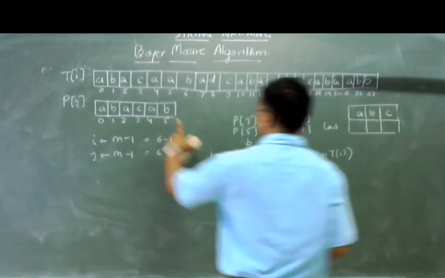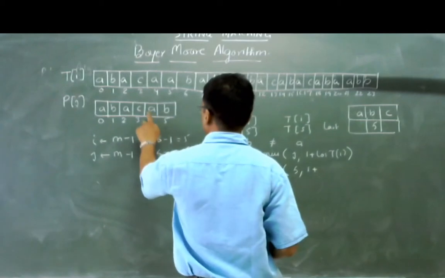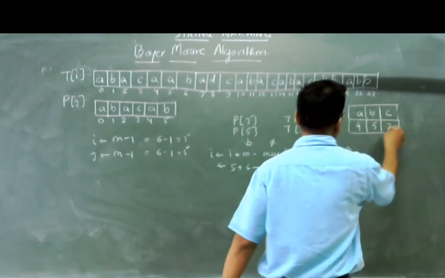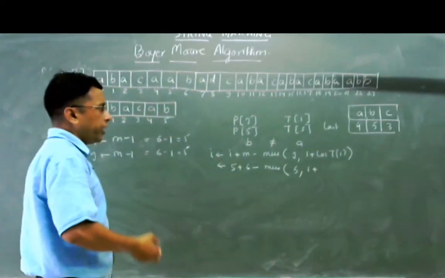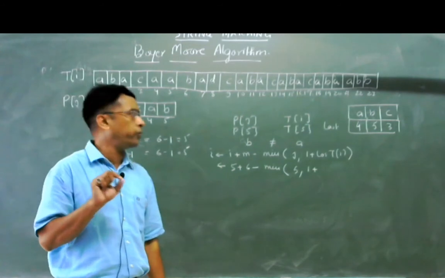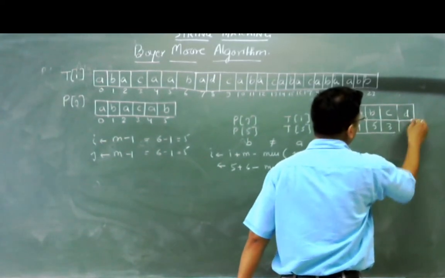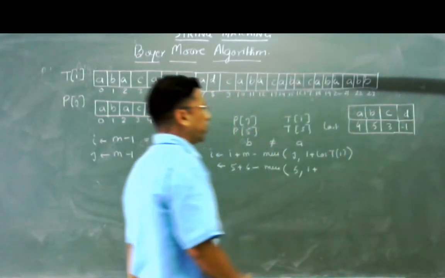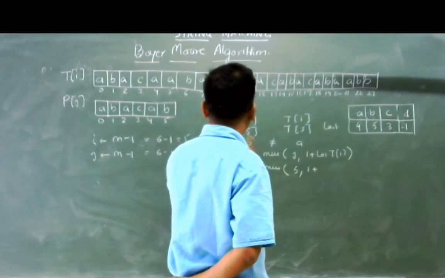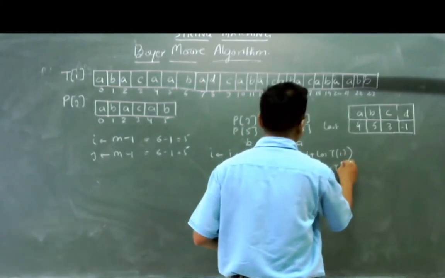We can see that in this given pattern, the last B is equal to 5, the last A is equal to 4, and the last C is equal to 3. There are only three alphabets, right? So if any alphabet does not occur in the pattern, then we place the last value equal to -1. Suppose there is a variable d which does not exist in the given pattern, then its last Ti would be equal to -1. So here the last Ti, last of Ti, is equal to 5.